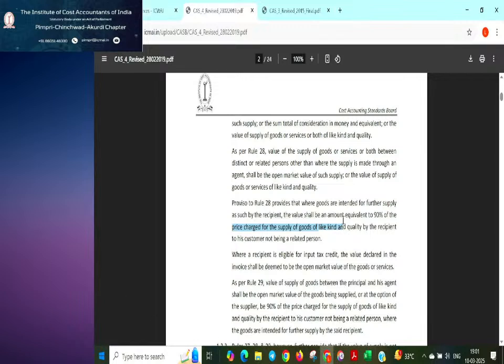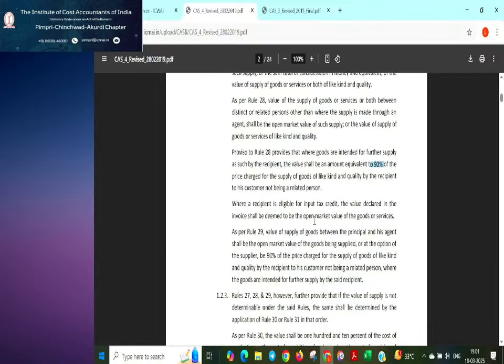At that time, it will be equivalent to 90% of the price charged. Where a recipient is eligible for ITC, input tax credit, the value declared in the invoice shall be deemed to be the open market value of goods or services. And as per rule 29, value of supply of goods between the principal and his agent shall be the open market value of the goods being supplied, or at the option of the supplier be 90% of the price charged for the supply of goods like kind and quality by the recipient to his customer who is not a related person.